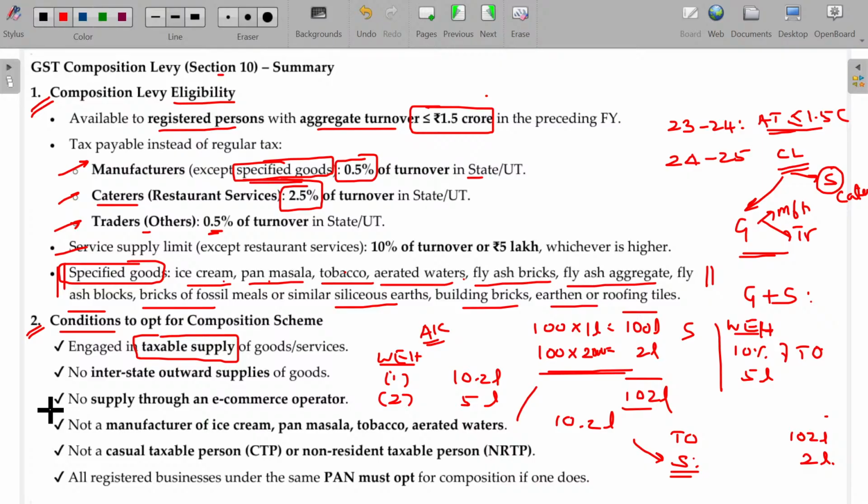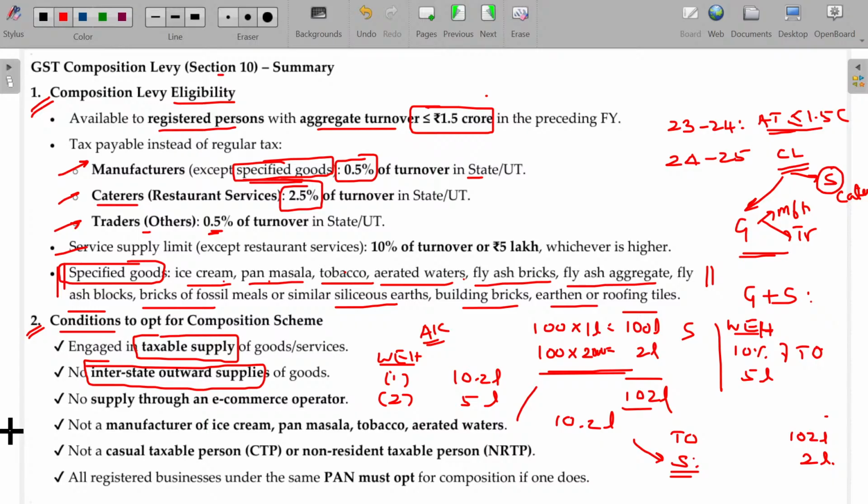If you are doing any taxable supply, only then will you come. If you are doing no taxable supply, you will not come. In case of petroleum products also. And no interstate outward supplies. If you are supplying outside the state, then you are not eligible for composition levy. Even if you are selling 1 rupee worth of goods to outside state, you do not come under composition levy. You have to go for the regular levy and pay the regular tax.